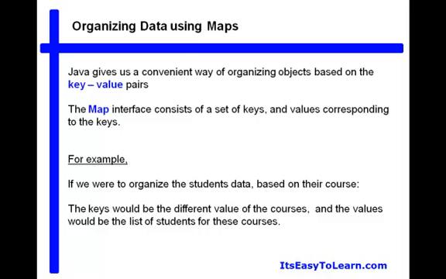For example, let us say we had students and we want to arrange students based on the course. Meaning we want all the engineering students to be grouped together, the computer science students to be grouped together, and the medicine students or the management students to be grouped together. How do we organize data into groups? This is where maps come into play.